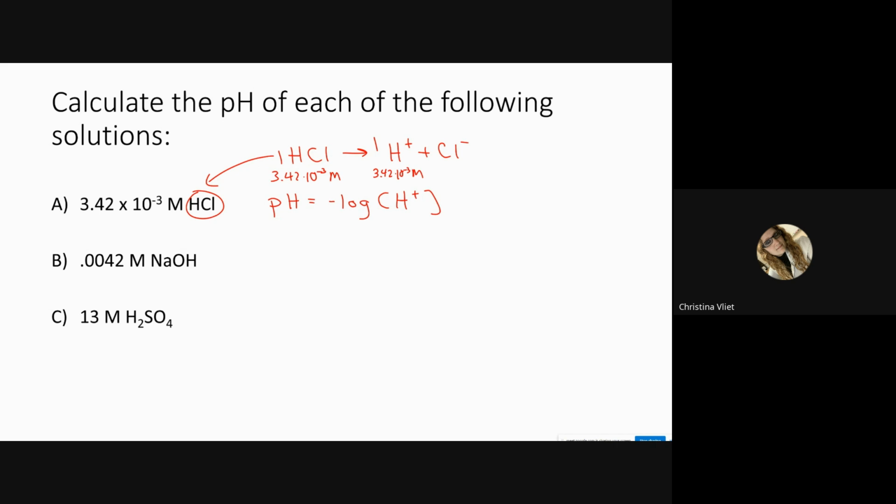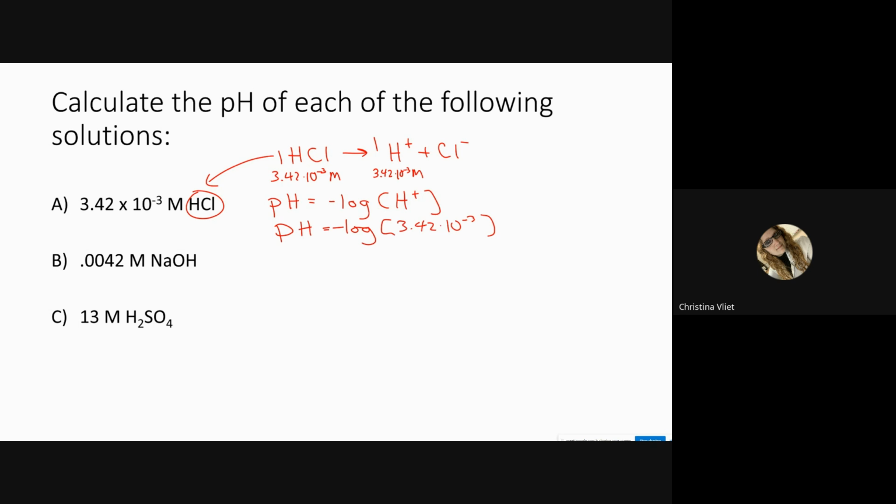You should not have to do complicated math, hopefully, to figure it out. You would just take pH equals negative log to the what? Same thing? Yeah. Because one HCl has one H plus, so the molarities will be the same. So the negative log of 3.42 times 10 to the negative 3. Put that in your calculator real quick. Let's see what we get.